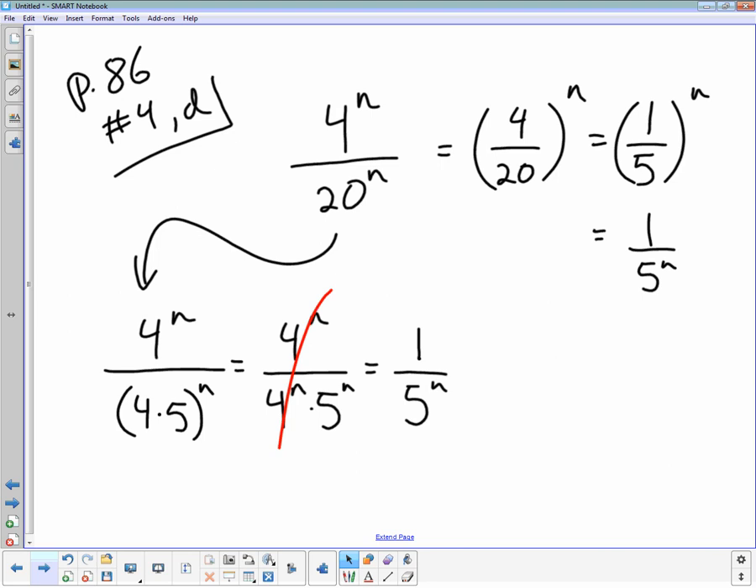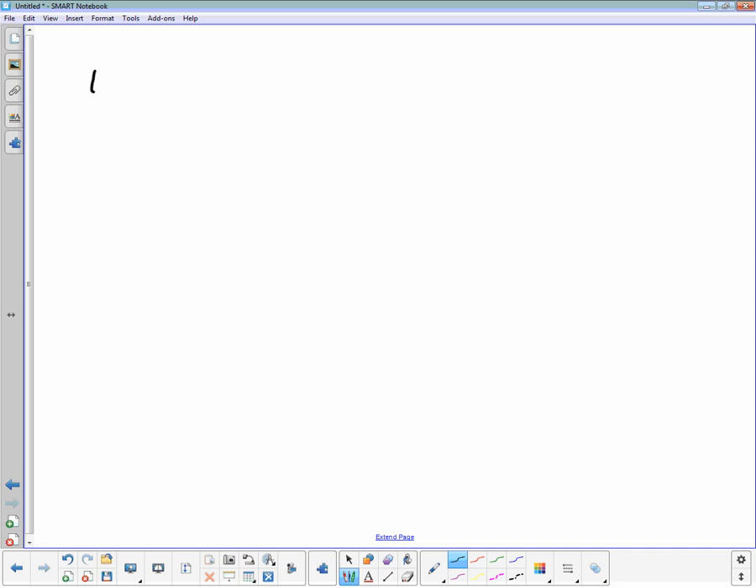4G. Okay, let's write these down. Hold on. I got a request for 4G, and you said 7E. Let's do them both. All right, let's do 4G first.